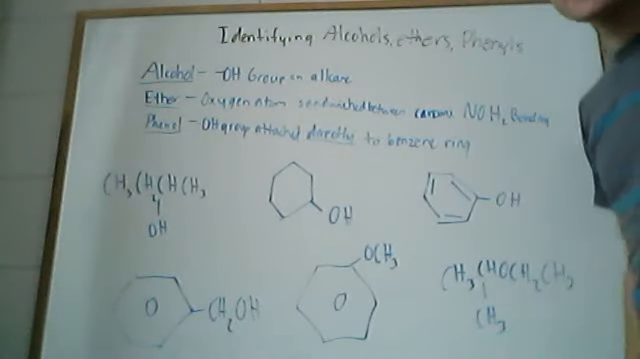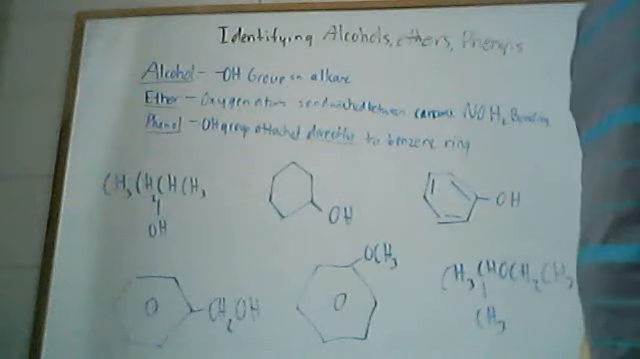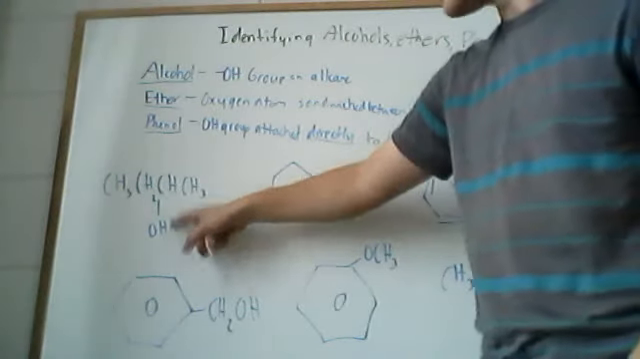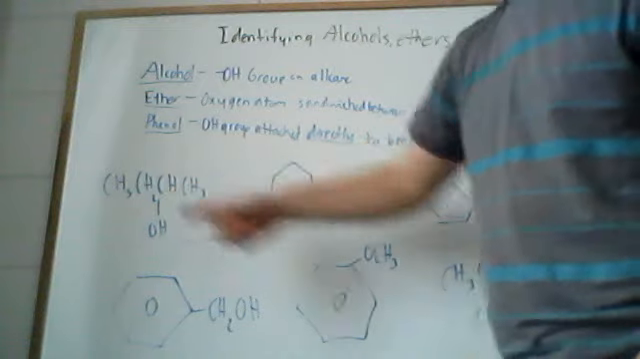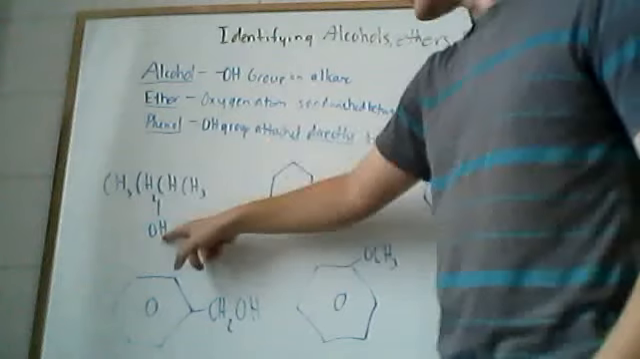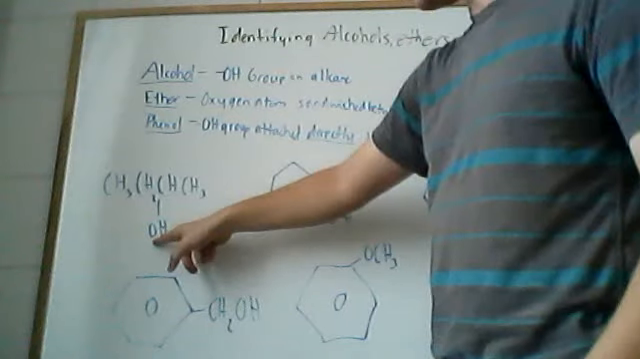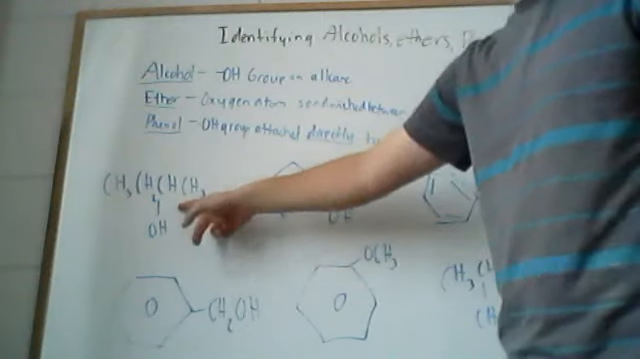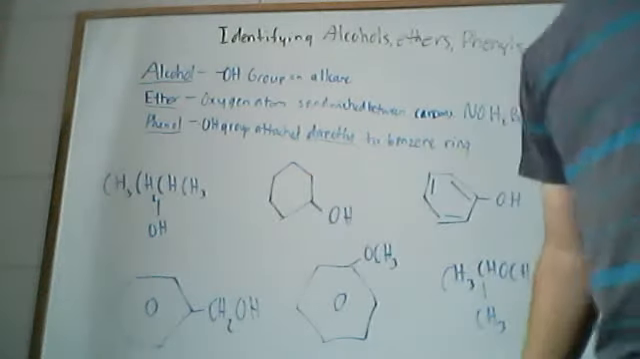I have six examples here. The first example, this one right here, we just have our OH group attached right here. We'll go through our definitions. Alcohol: OH group attached to an alkane. Looks like we have an OH group, and this looks like an alkane, the whole thing is, so we don't need to worry about it. So, OH group attached to an alkane, this must be an alcohol. We can stop right there.